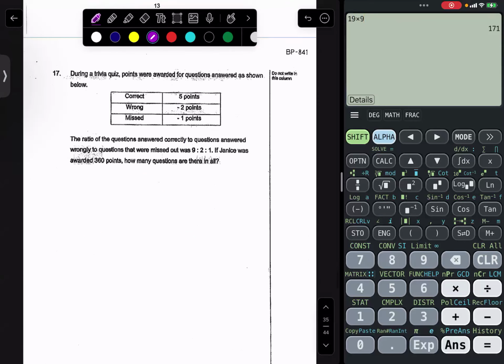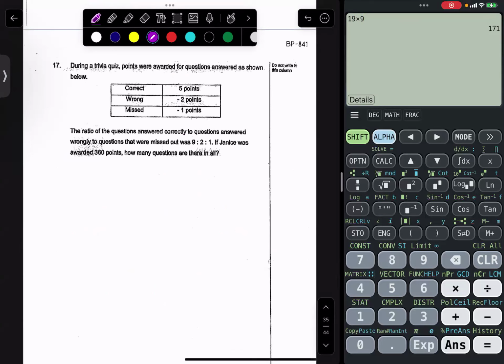Okay, last question. During a trivia quiz, points were awarded for questions answered as shown. Correct, 5 points. Wrong, 2 points. Miss, 1 point. Okay, the ratio of the questions answered correctly to the questions answered wrongly to questions that were missed out was 9 to 2 to 1. If Janice was awarded 360 points, how many questions are there in all?